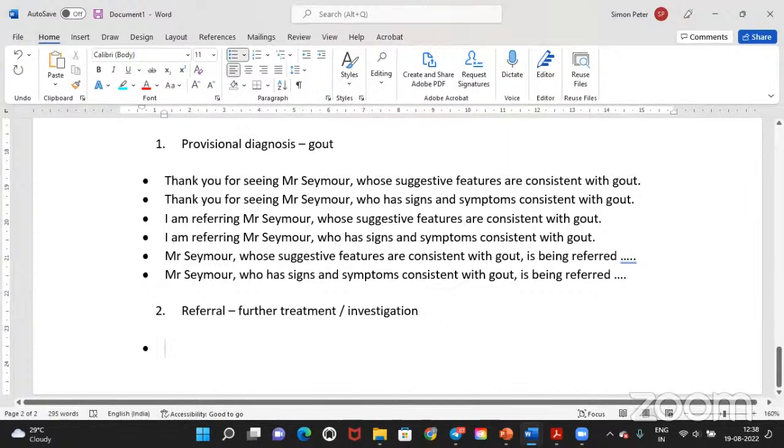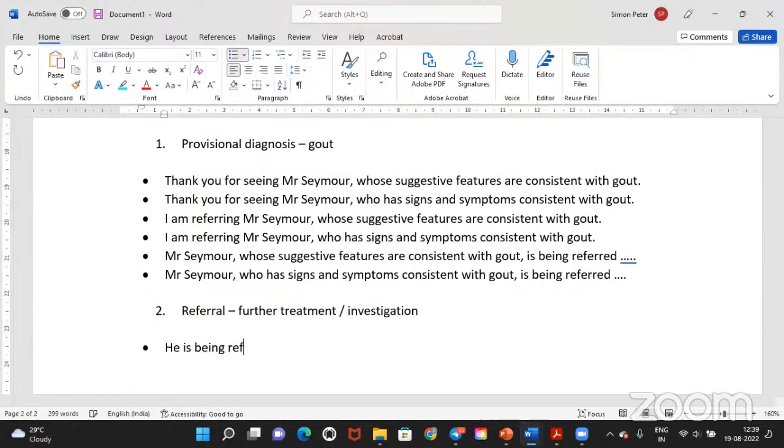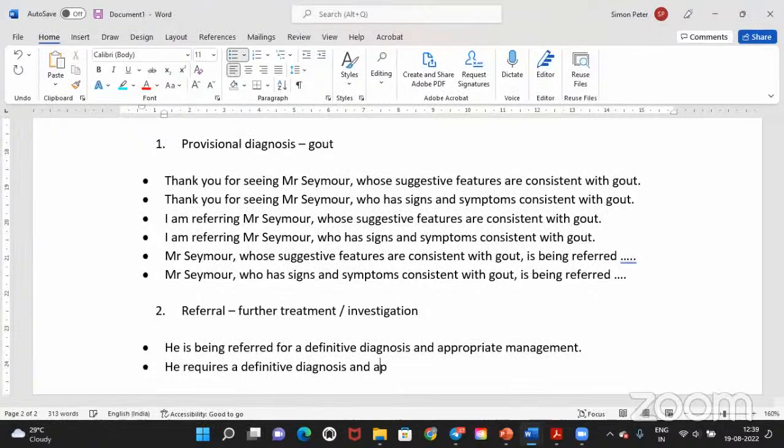He is being referred for a definitive diagnosis and appropriate management. Or appropriate treatment. Right. He's being referred for a definitive diagnosis and appropriate management. So if you want to write two sentences, you can write like this. Or you can say, he requires a definitive diagnosis and appropriate management, like that. So all different types of sentences you can write. So this is the way how you can write two sentences.